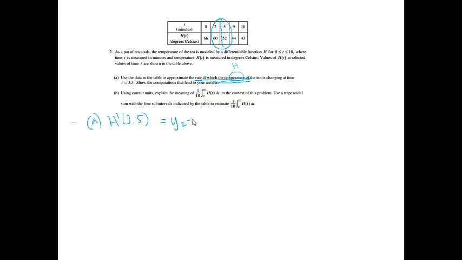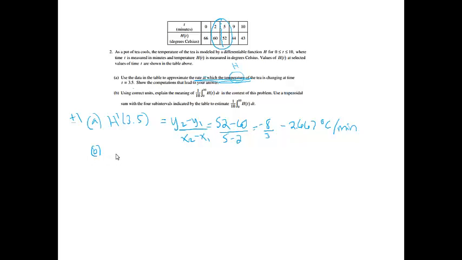So I'm going to be doing y2 minus y1 over x2 minus x1. That will give me 52 minus 60 over 5 minus 2. That gives me negative 8 over 3. And I could leave it as negative 8 over 3, or if I wanted to write it as a decimal, that would be negative 2.667. And my units on this one would be degrees Celsius per minute. That was worth, unfortunately, only 1 point, but please make sure you do show your computations.